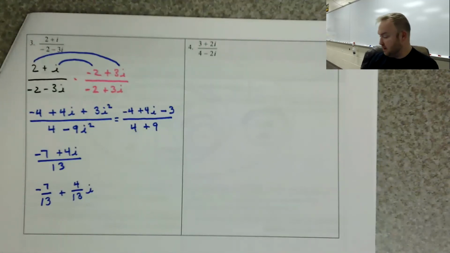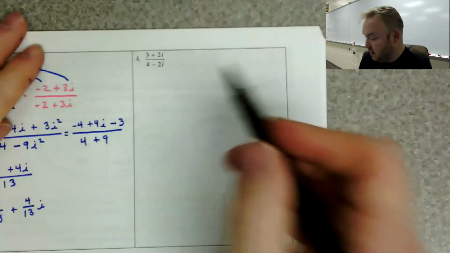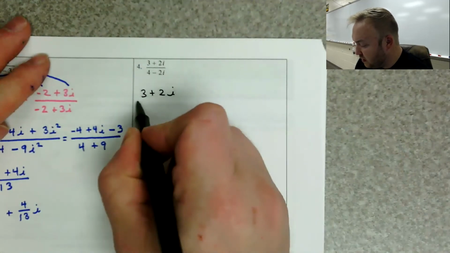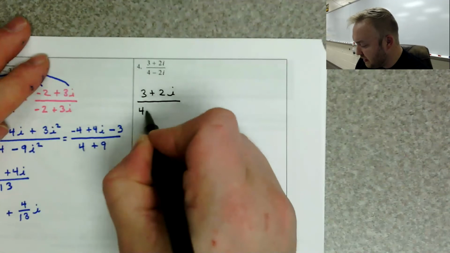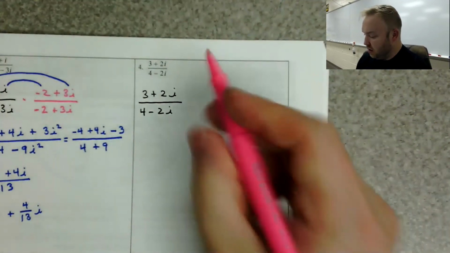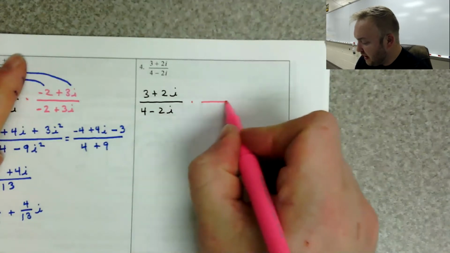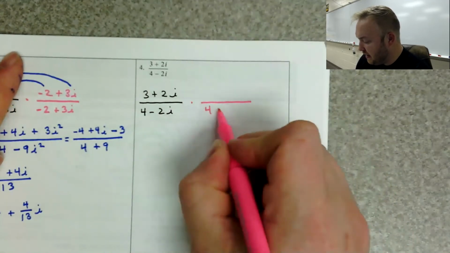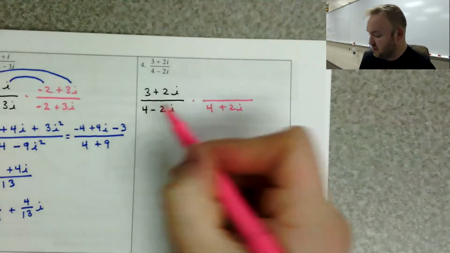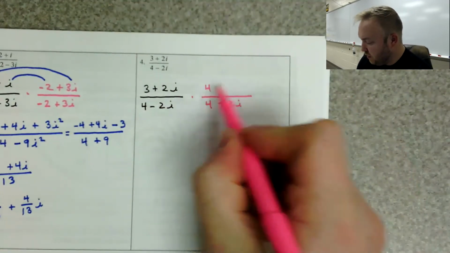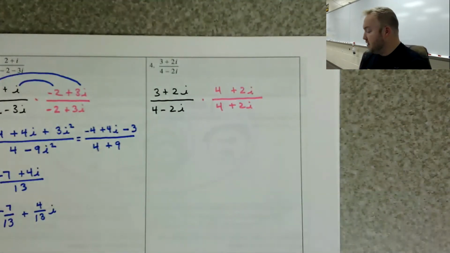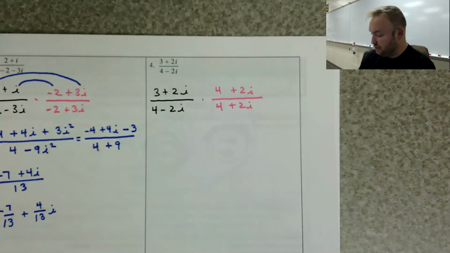That's it. Last one. Okay, we're going to take the complex number 3 plus 2i, and we are going to divide that by the complex number 4 minus 2i. We're going to do this by multiplying by the conjugate of the denominator, which is 4 plus 2i. We just change the minus into a plus. We have to do that in our numerator as well. We'll need to FOIL in the numerator.